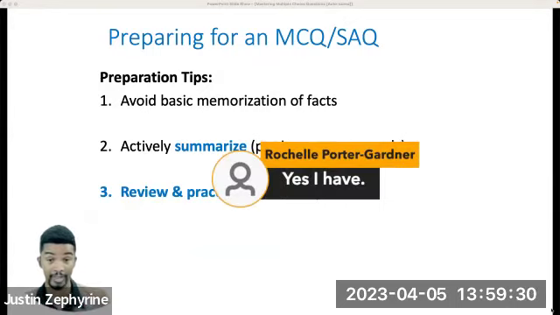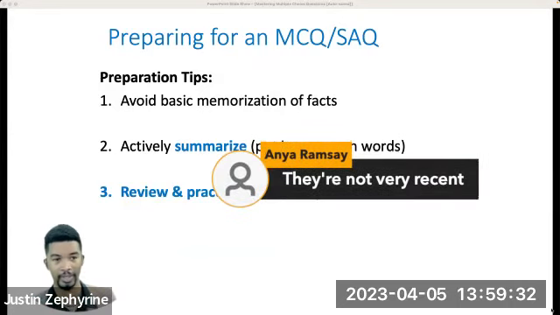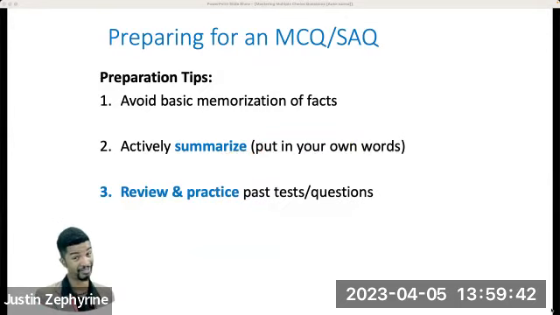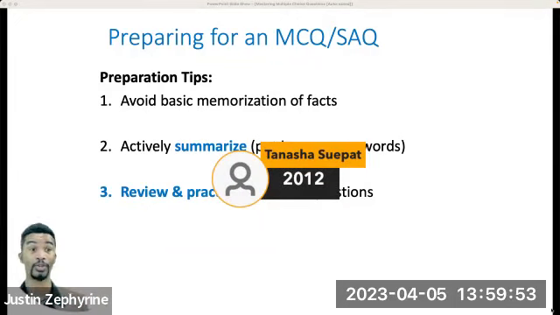Rochelle said, yes, I have. Good, good. I mean, it's not good, but thank you for letting us know. Anya, they're not very recent. Okay, how recent is recent? Or how recent is not very recent? As in 2015, 2014, 2001? Oh, 2012. I was joking when I said 2001, but okay, 2012.